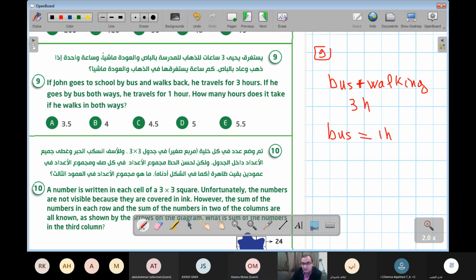So 1 hour for going to school and going back home means one way would take how much time, yeah, Osama? So going only by bus one time, it will take him 30 minutes. So from the 3 hours we should subtract 30 minutes. So it will be 2.5, and add another 2.5 for getting back by walking. So it will be 5 hours. Exactly.